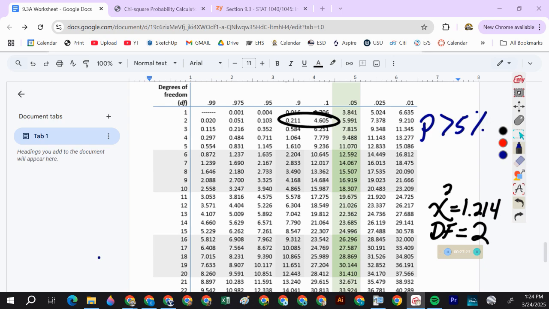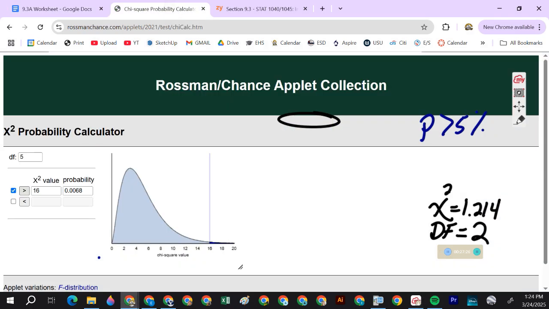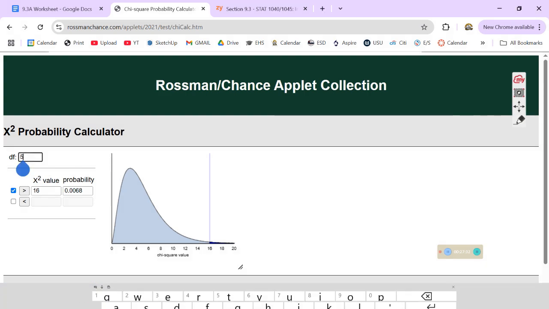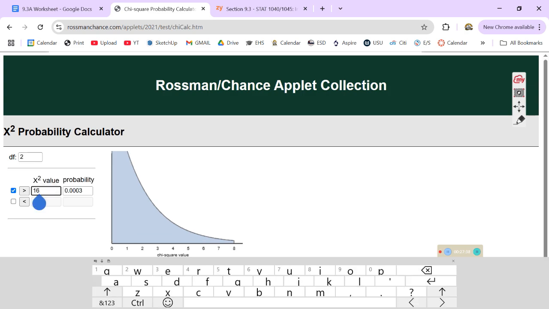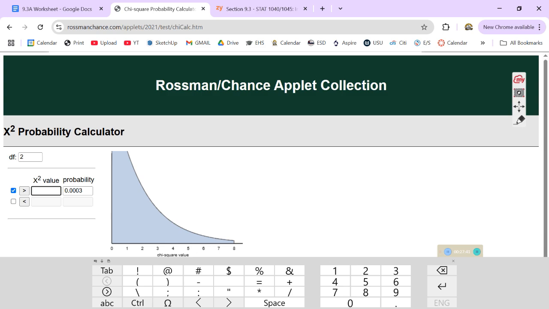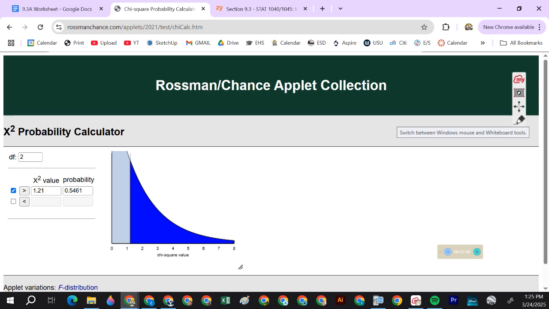Now, plug those numbers into your chi-squared calculator and see if you get the same answer. We're going to go in here. So we're going to change this to a 2, and we're going to change this to a 1.21 and run that, and I get 54%. Is that what we expected? Yeah, that's the same value. Well, we had somewhere between 90% and 10%, and 54 is somewhere in there. Okay, questions?